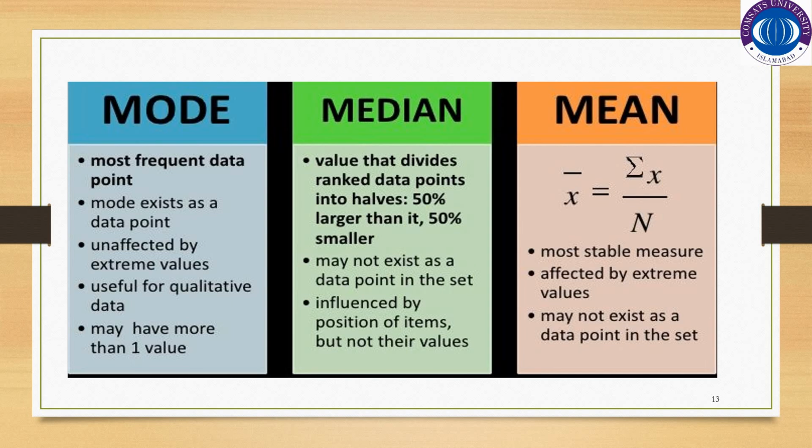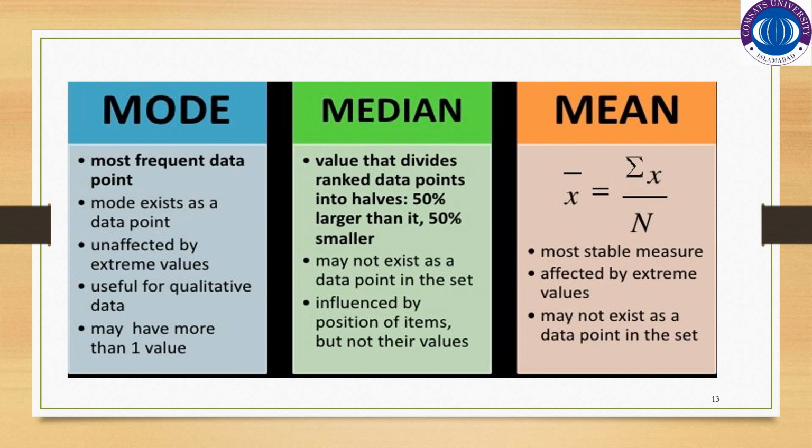What are some properties or main points of the measures of central tendency? Mode: most frequent data point. As we have studied, what is mode? Most frequently occurred observation. Mode exists as a data point, unaffected by extreme values, useful for qualitative data, may have more than one value. As we have seen in our example, we have two modes.